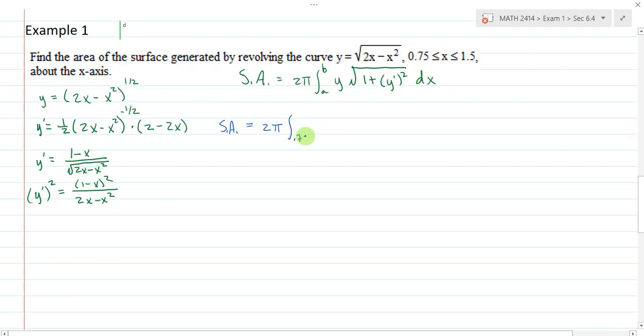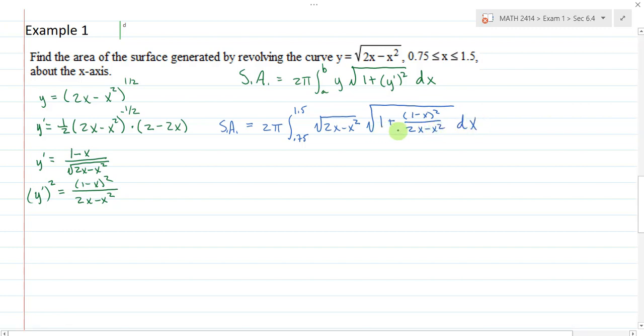So that's going to be 0.75 to 1.5. Y we said was this function, the square root of 2x minus x squared, and then we have the square root of 1 plus (1 minus x) squared over 2x minus x squared dx.